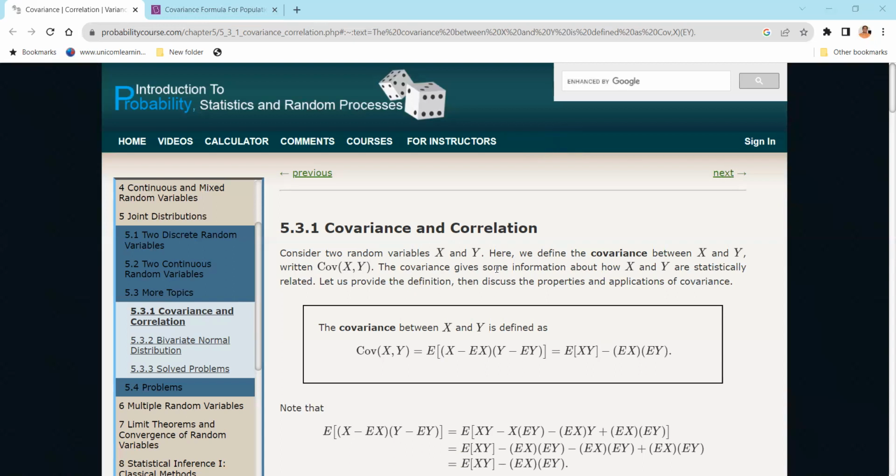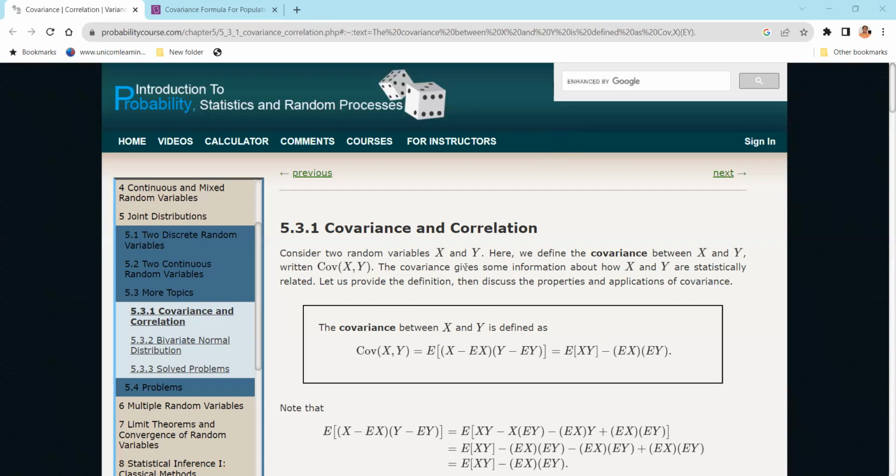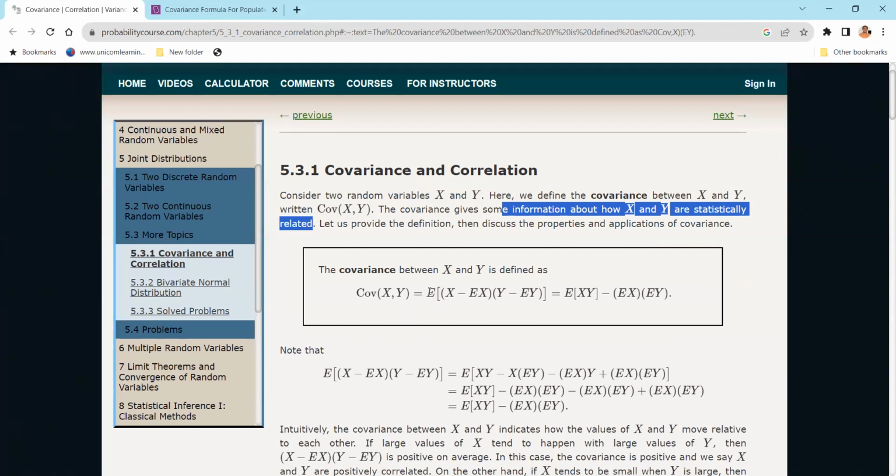Yesterday we spoke about variance. Variance is about how one value is differing from the mean. Here, these two variables are different, so we call it covariance. Covariance gives information about how x and y are statistically related. So the equation is E, the expected value of (x minus E of x) into (y minus E of y).